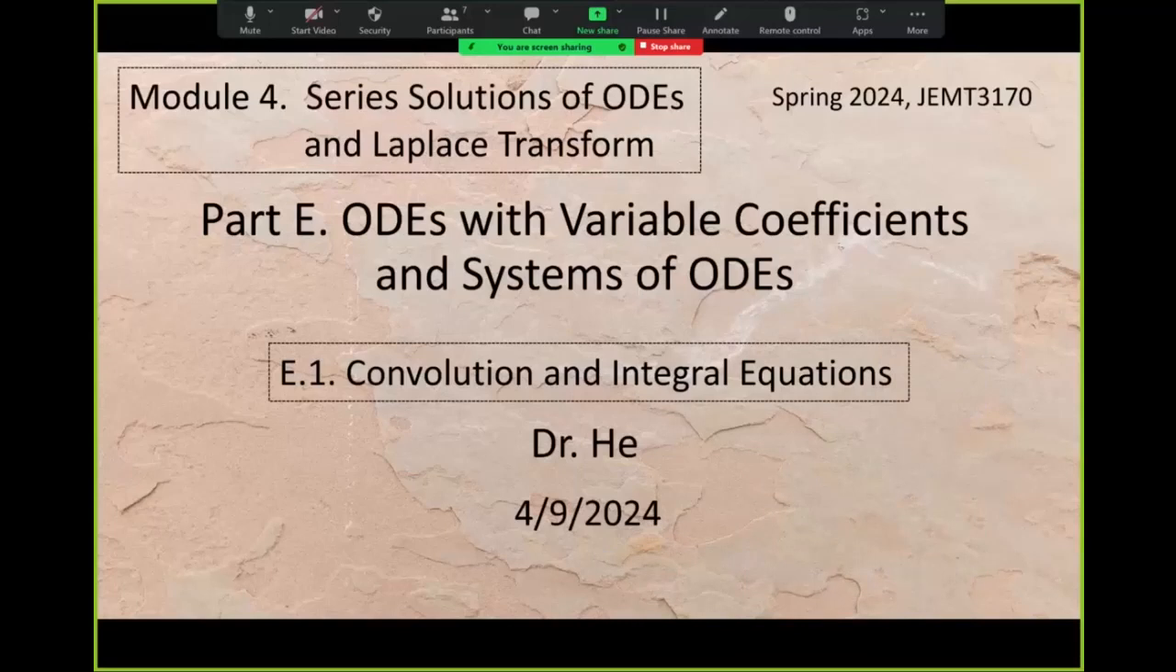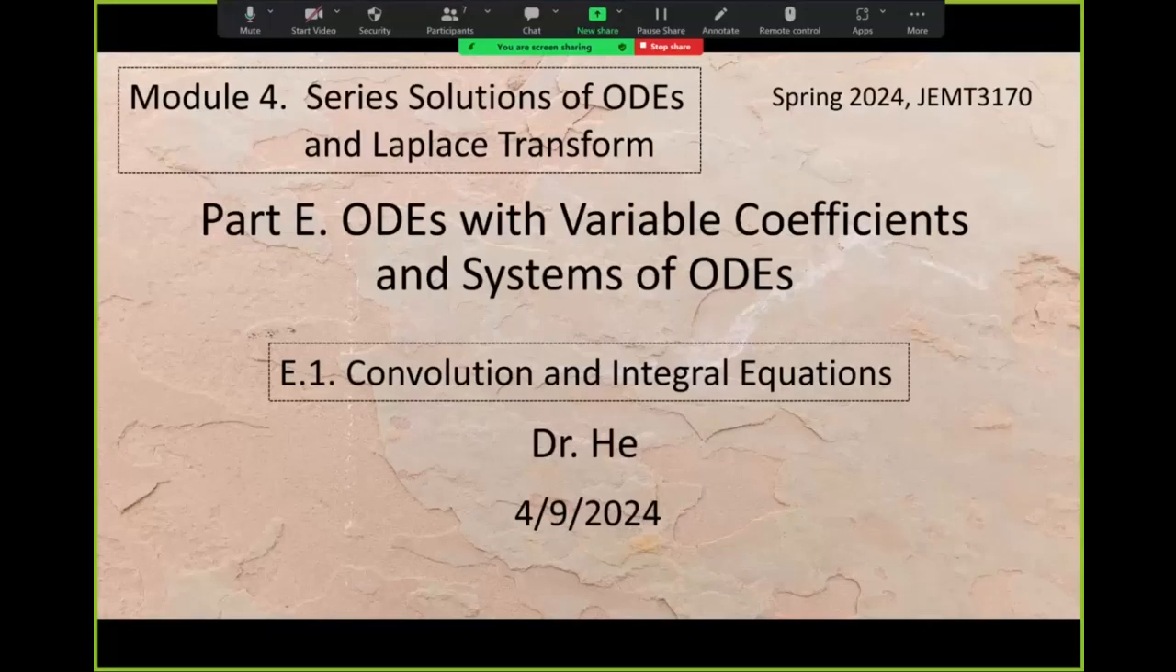E.1, convolution and integral equations. Convolution, the first important keyword. Have you heard of convolution a little bit? In signal processing, people use convolution a lot, because when you apply digital filters on your signals, how do you apply them? Convolution. So we have a special operation we can define by the convolution, but that's digital convolution.